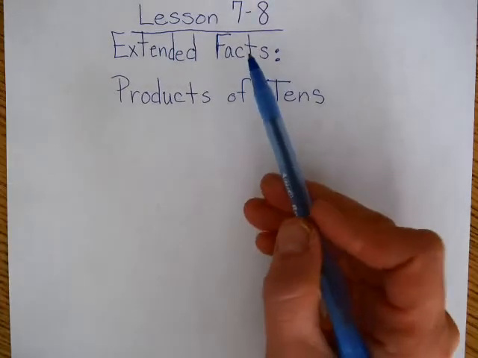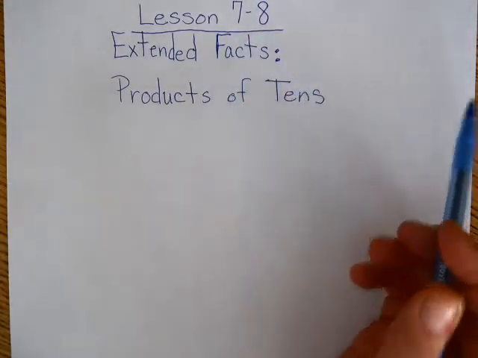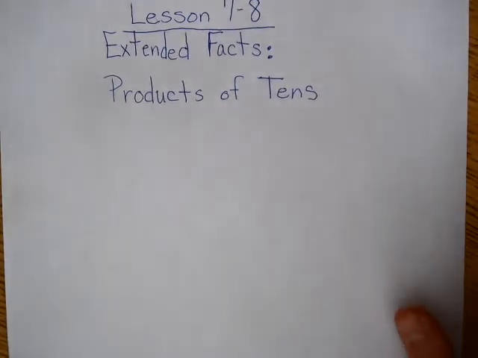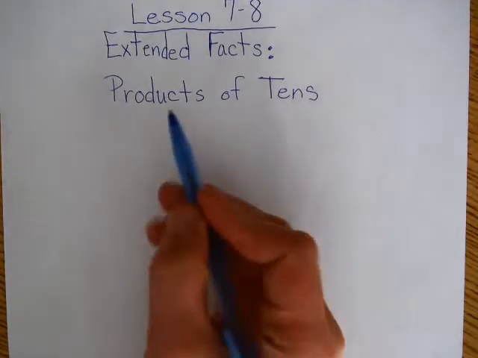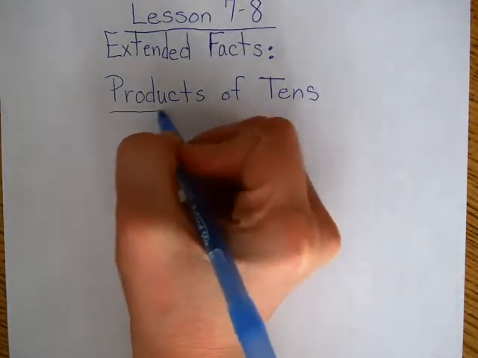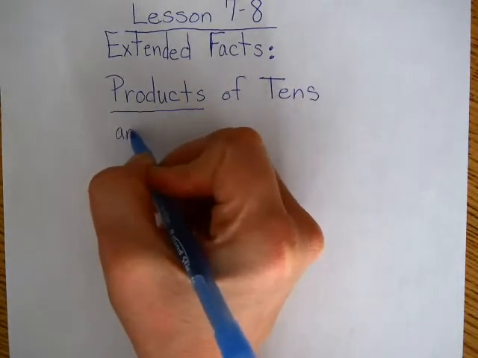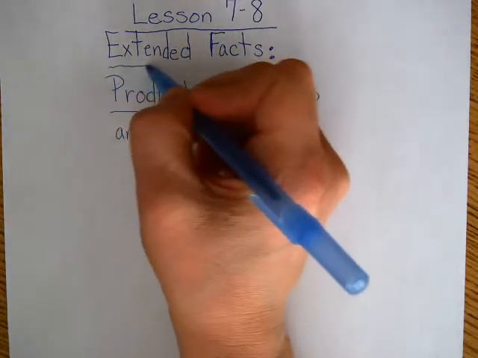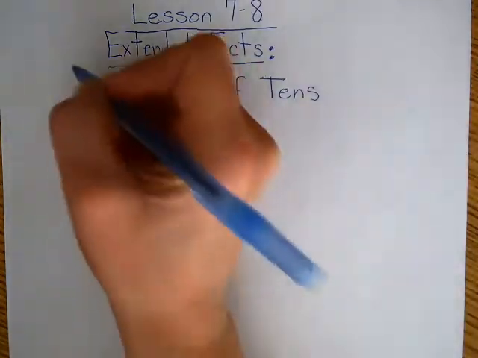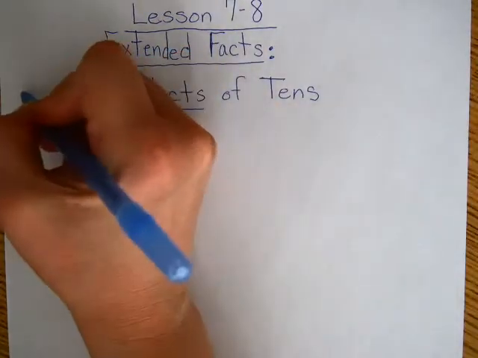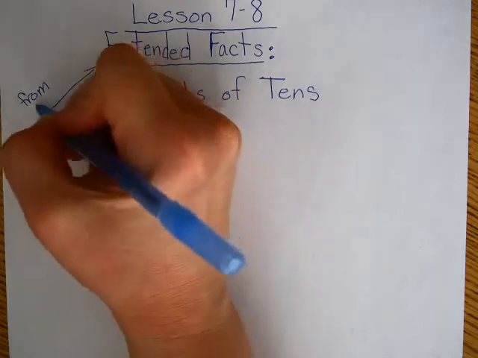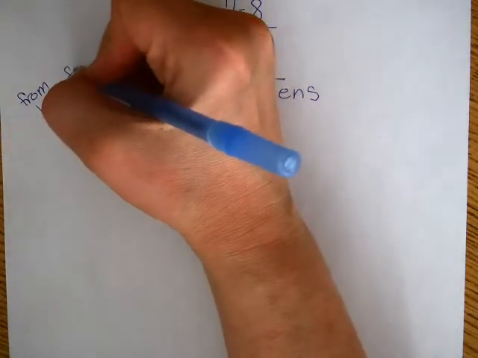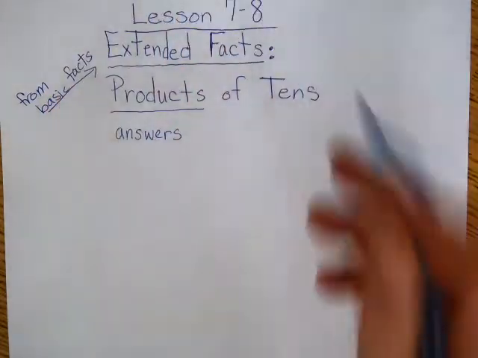Today's lesson, 7-8, is extended facts, products of tens, and this is a parent help video for that. There are no new vocabulary words, but just to remind us, products are the answers to multiplication problems. Extended facts are the facts that come from basic facts. So if we know our basic multiplication facts, then we can do extended facts by using some strategies.